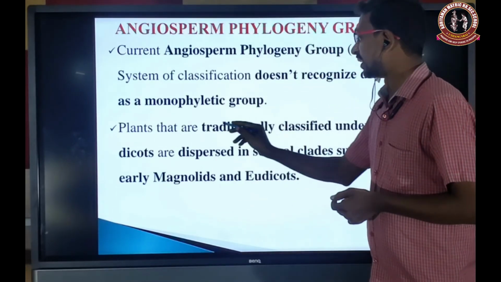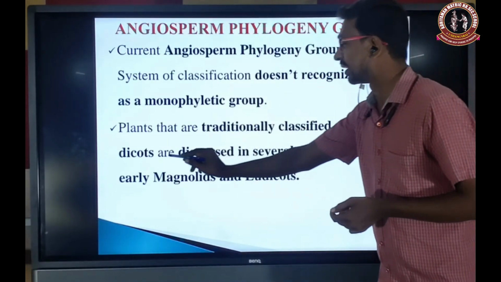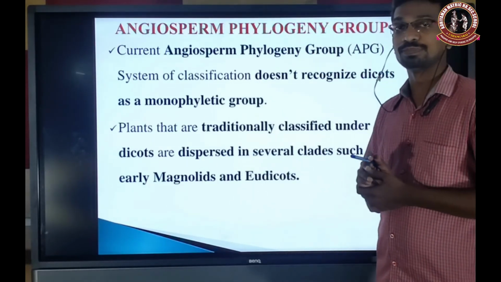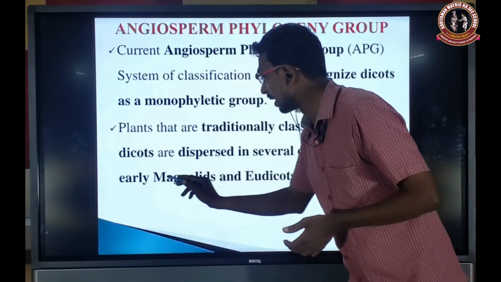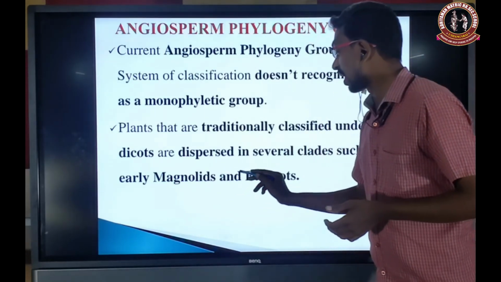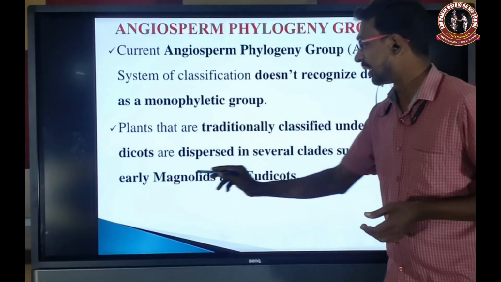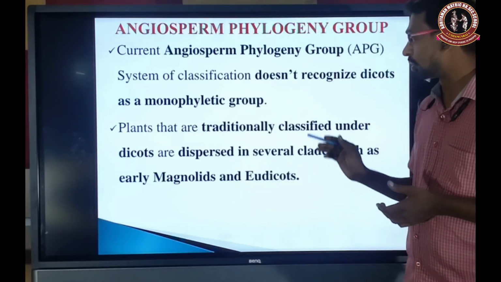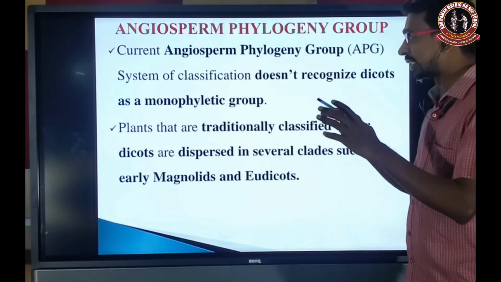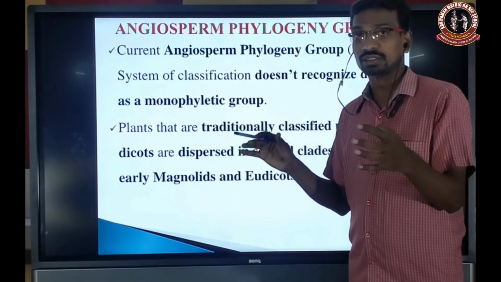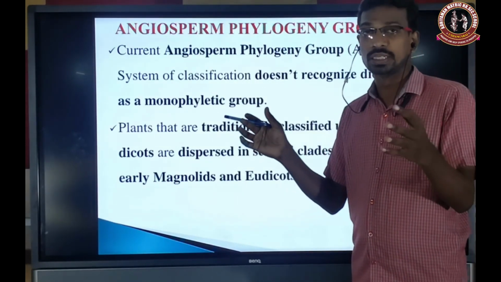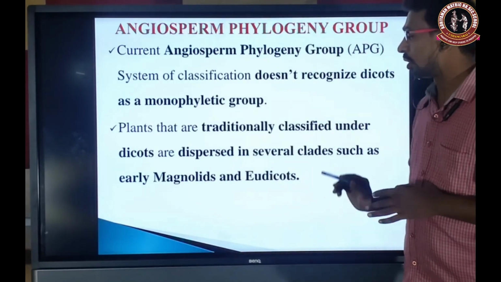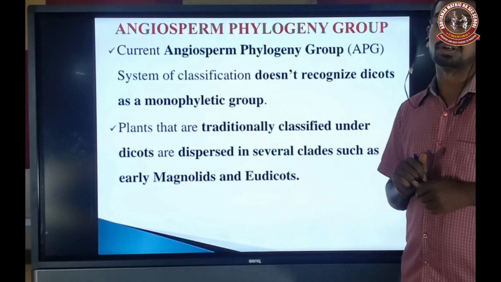Instead, the plants traditionally classified as dicots are disposed in several clades, such as early magnoliids and eudicots. So the entire dicot group comes from different lineages, not a monophyletic one, but two: the early magnoliids and the eudicots.